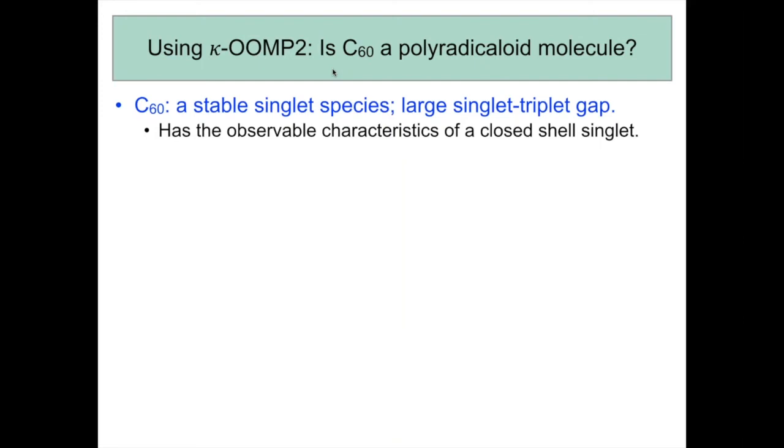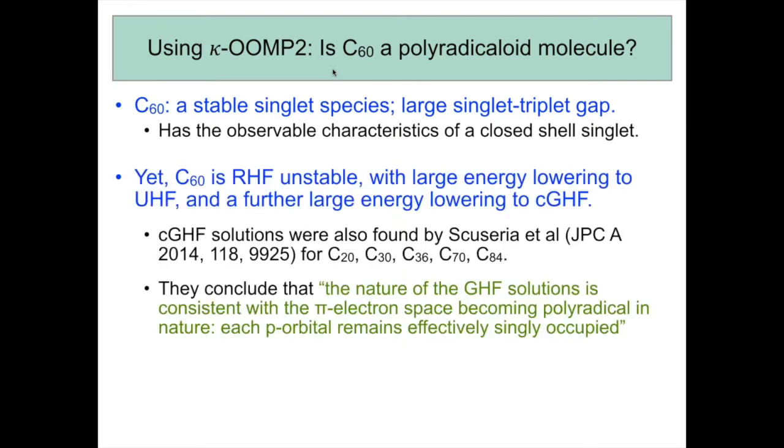It's a singlet, it has a large singlet-triplet gap, it's chemically stable enough to be isolated, worth a Nobel Prize indeed, has the observable characteristics of a closed shell molecule. Yet, it turns out that C60 exhibits very strong Hartree-Fock symmetry breaking, with a large energy lowering to UHF, and furthermore, another large energy lowering below UHF to complex GHF. And these are not small energy lowerings. These are on the order of tens of kilocalories per mole. So altogether very chemically significant.